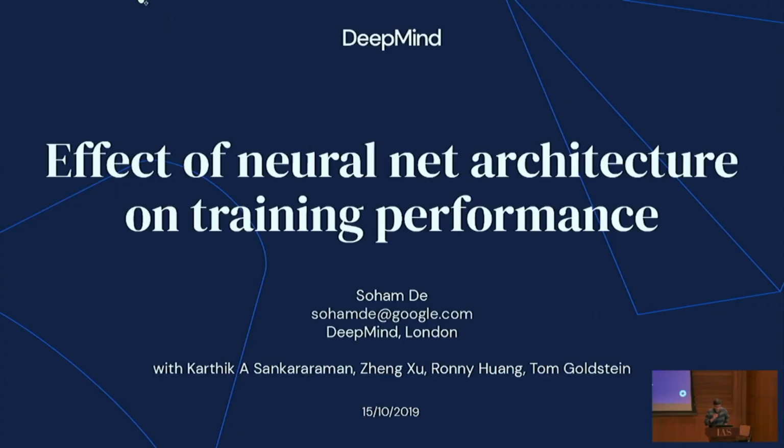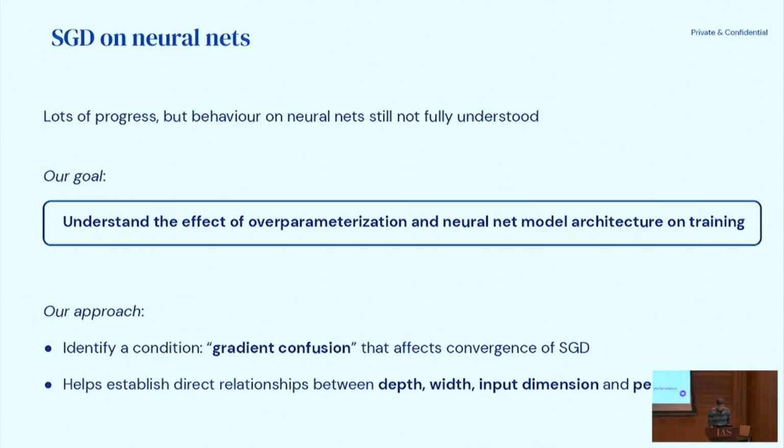All right, so I'm going to give a very quick overview of my work on the effect of neural net architecture on training performance. There's, of course, been a lot of recent progress on understanding the behavior of SGD on neural nets, and in particular on very wide neural nets. But there are still lots of open questions, and we extend some of this recent work on understanding the effect of overparameterization and the neural net model architecture on optimization performance.